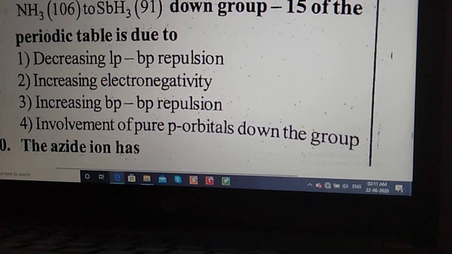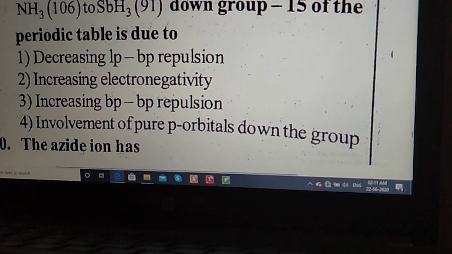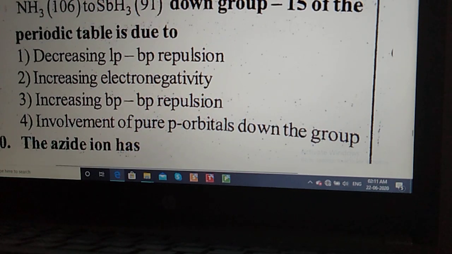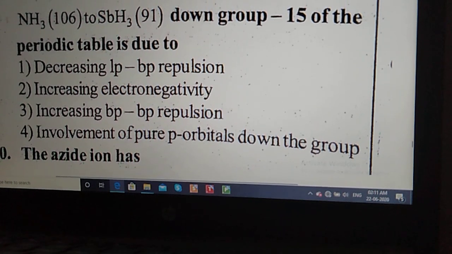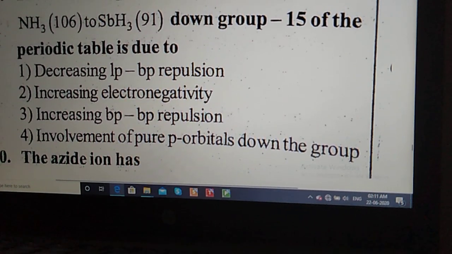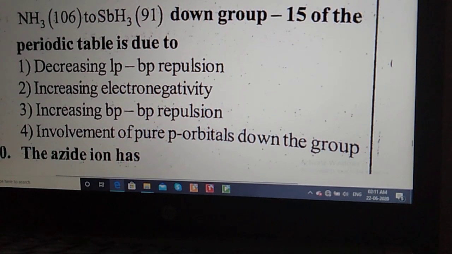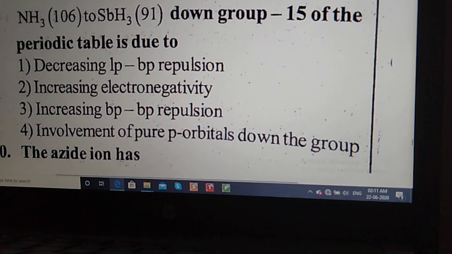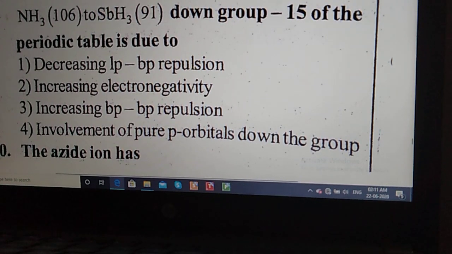So this will be our correct option number 1, because in the book they have given a different option, I think, student. But here the correct option will be option number 1. Here in the question a different option is given. In the book they have given involvement of pure p orbital down the group, that is wrong. Read the NCERT book, student, you will be able to understand this. This is a direct question from NCERT, grade 12, group number 15. So down the group, bond angle is decreasing because of the decrease in LP-BP repulsion.